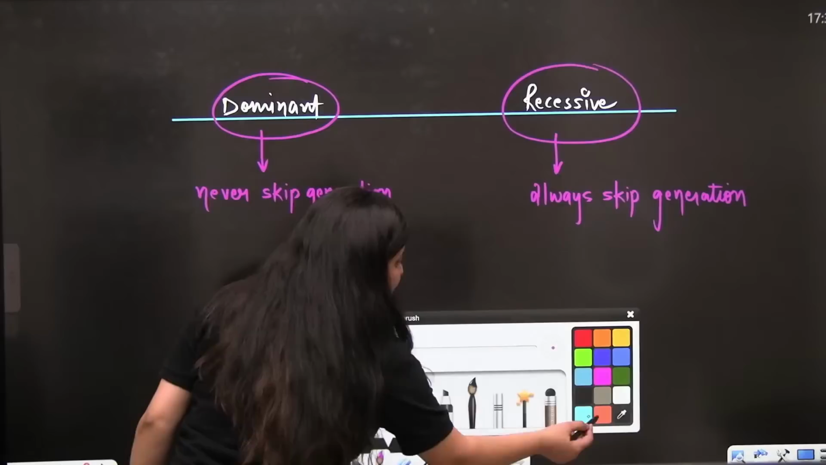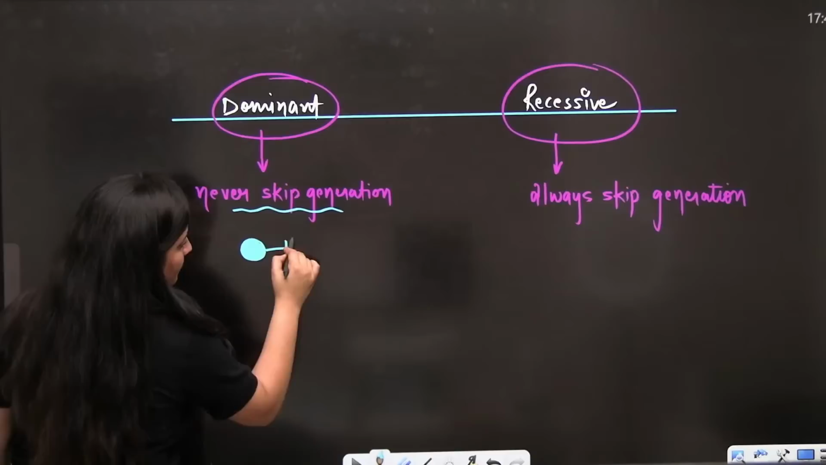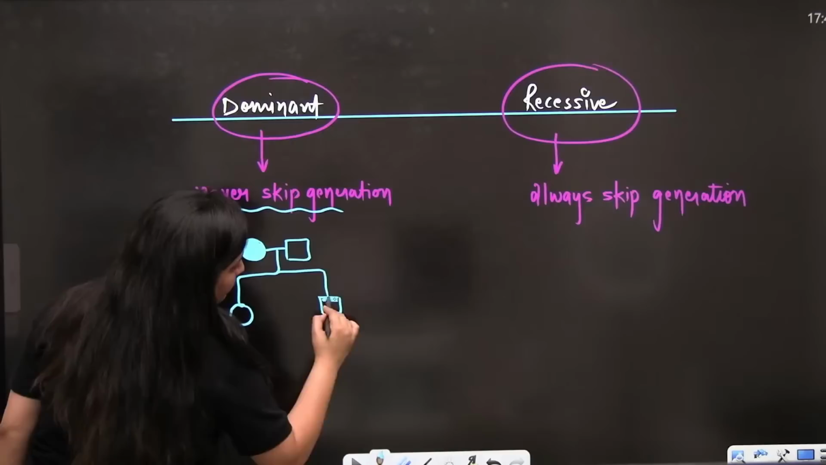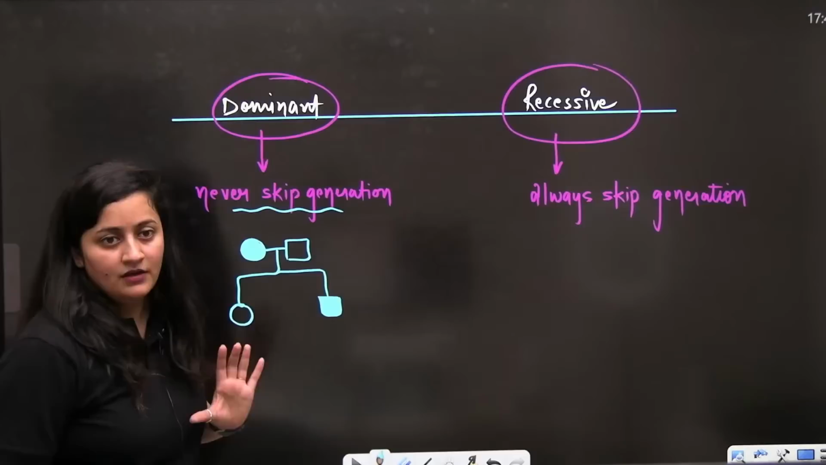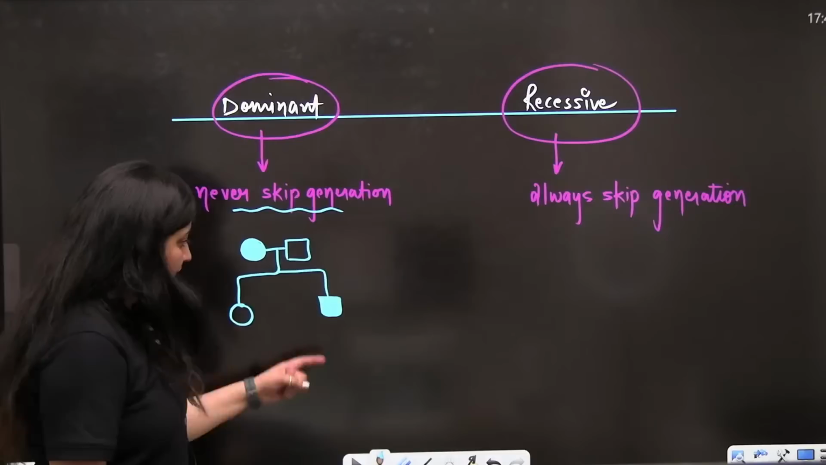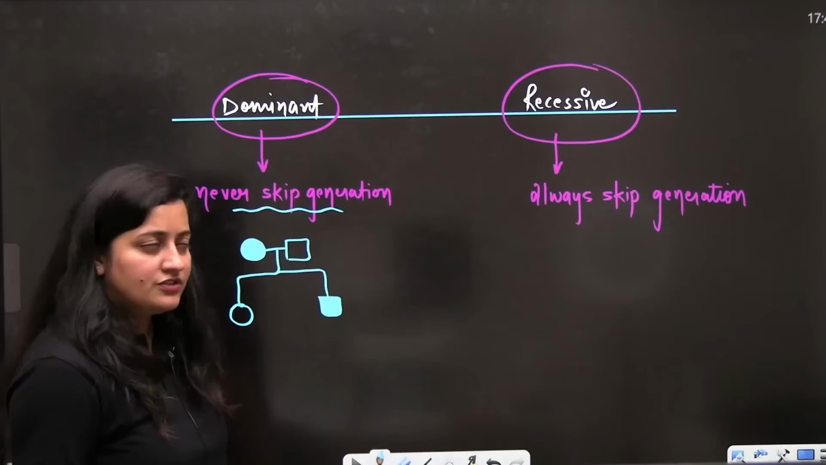What is the meaning of not skipping the generation? If there is any dominant trait that we are tracing, and it is present in any of the parents, then definitely in the next generation, in the next progeny, you will see that trait. In the case of dominant characters, if parents are affected, listen to me very carefully, definitely the next generation will be affected. Any individual from the next generation will be affected for sure. So if any individual has the dominant trait, obviously the parents also have that character.